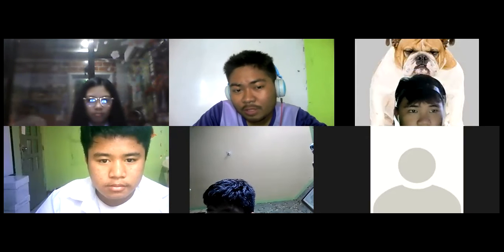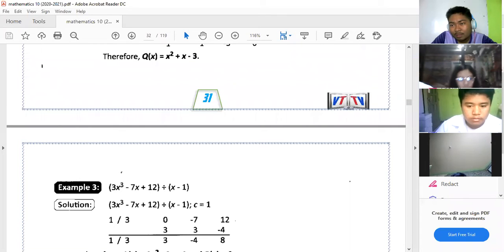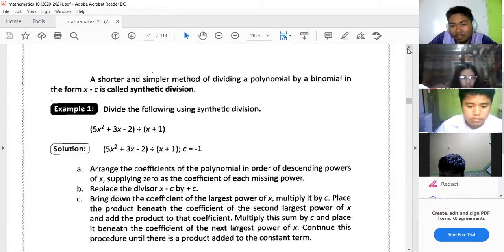So, our lesson for today is all about the remainder factor theorem. Last time, we just tackled synthetic division and the division algorithm.